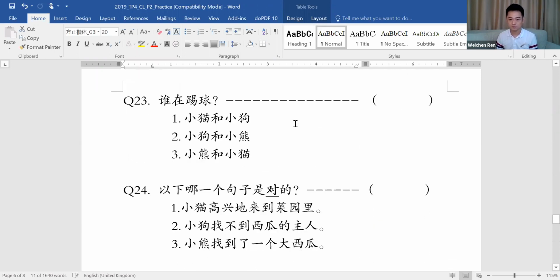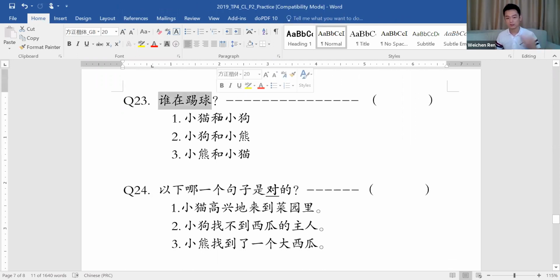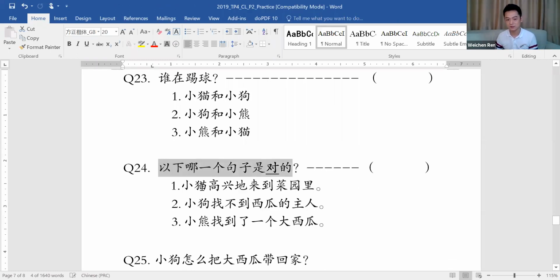The MCQs are very simple with 3 options, quite straightforward. It's a 谁在踢球, who, where, what type of question. And 以下哪一个句子是对的? Which of the sentences below is correct? True or false again.